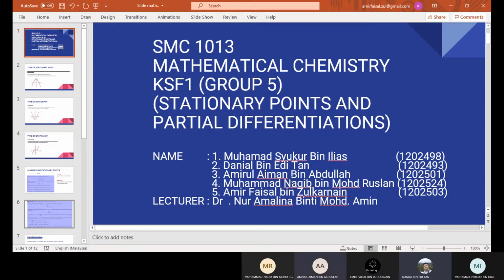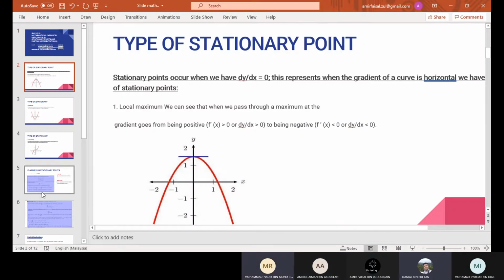Me, Daniel bin Editan, and 4 other members: Muhammad Syukur bin Ilyas, Amirul Aiman bin Abdullah, Muhammad Nakib bin Muhammad Ruslan, and Amir Faisal bin Zulkarnain. So let me pass to our first presenter, Muhammad Nakib bin Muhammad Ruslan. Okay, Bismillahirrahmanirrahim. Thank you, Daniel.